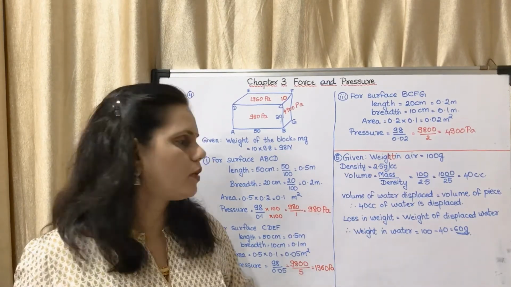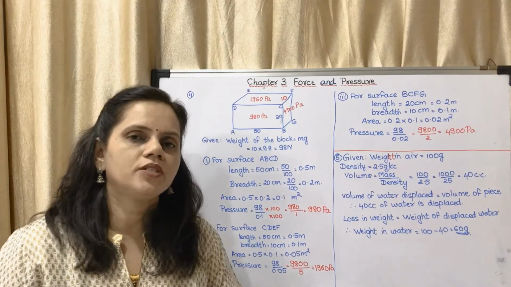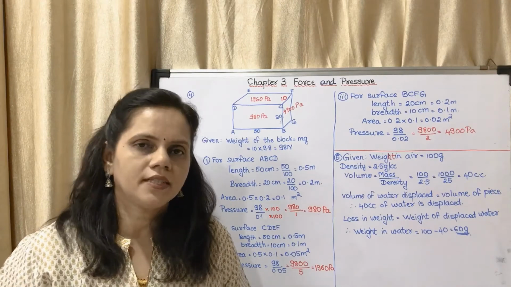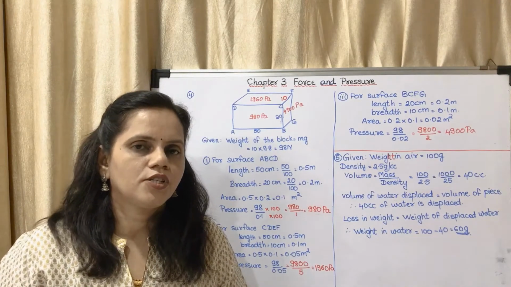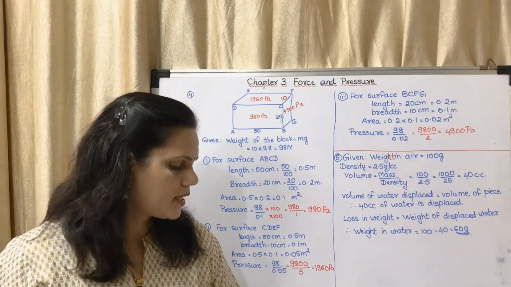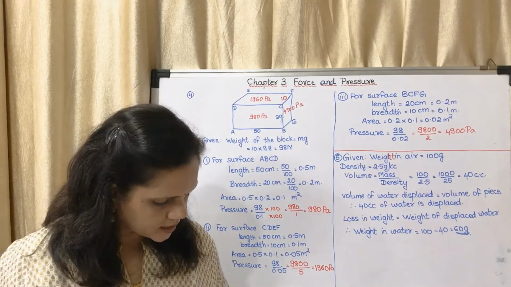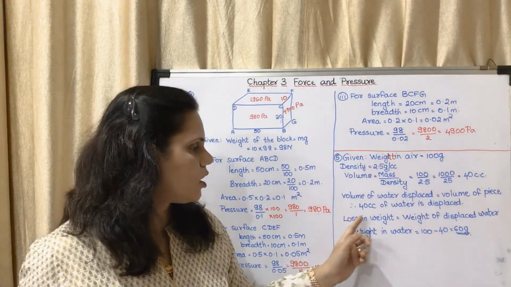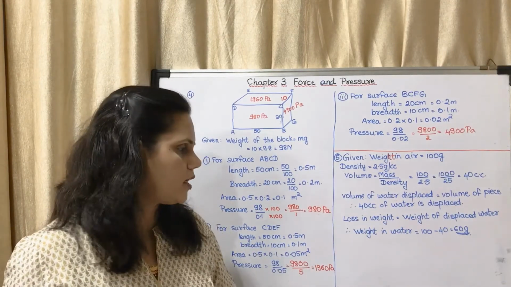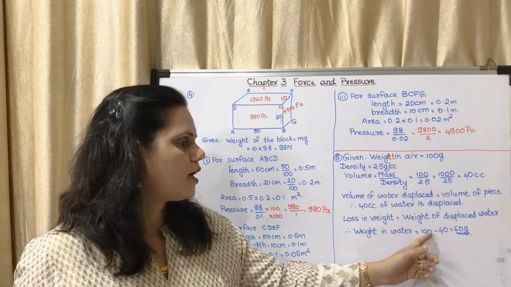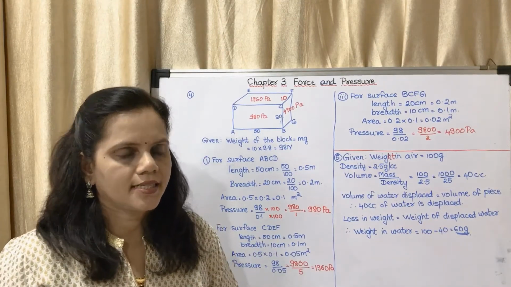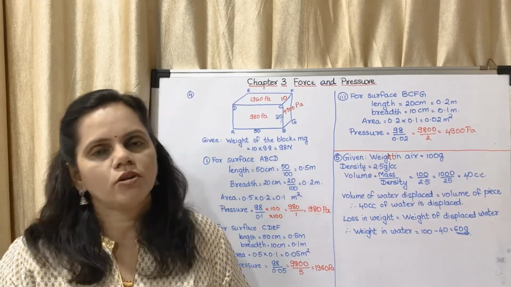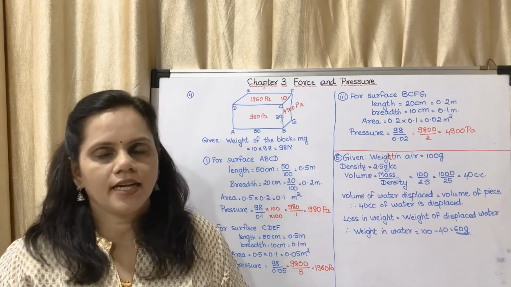Loss in weight is equal to weight of displaced water. 40 has been displaced, so that much weight loss will be there. Understood? If the object is immersed, what will be the weight of the tile in water? That is the question. So loss in weight is equal to weight of displaced water. So weight in water is equal to 100 minus 40, that is equal to 60 grams. How much weight has been lost? 40. So what will be the weight? 60. So that is the answer.